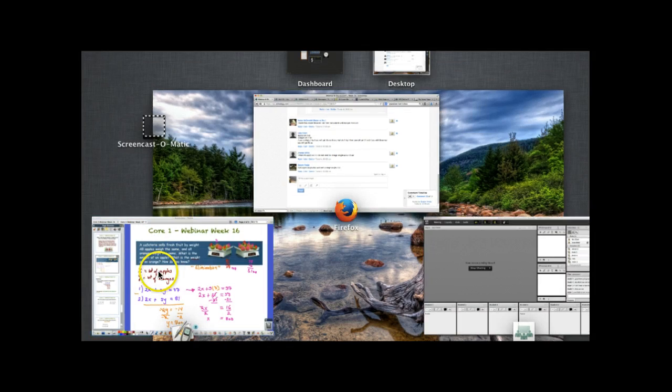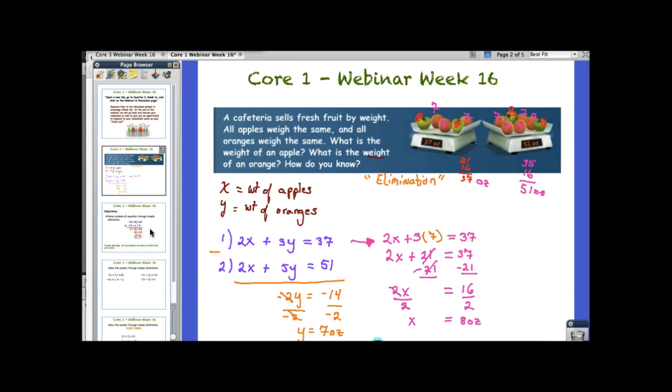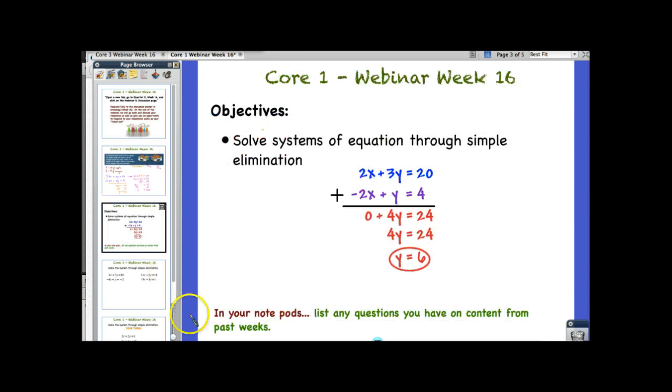All right, perfect. So we're just going to carry on a little bit with this concept for today's webinar, you guys. Our objective is to solve systems of equations through simple elimination so that you are familiar with it when you get to this week, which I think was maybe before Thanksgiving. I think it was week 15 or something like that. Maybe it's actually week 14.